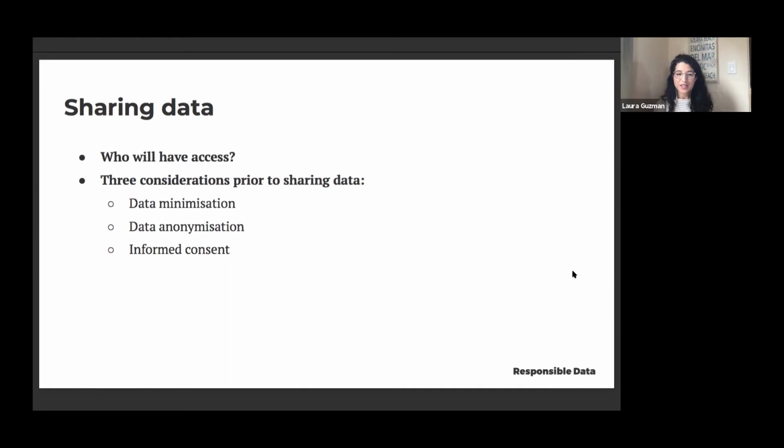Data anonymization, very, very bulky topic. I encourage everyone to read more, but the importance of, where possible in each collection of data, anonymizing what you have, removing as much identifying information as you can. And the last one, which I think we already talked about, is informed consent.